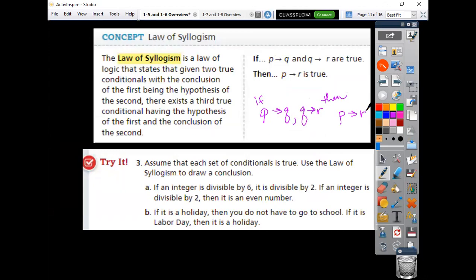And notice the difference here is you have three things involved. It's kind of an indirect way to get from P to R. You have to go through Q.